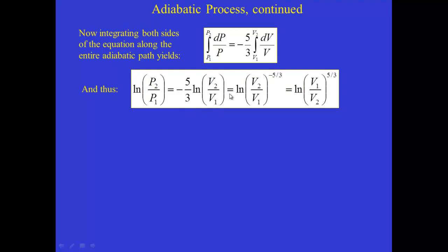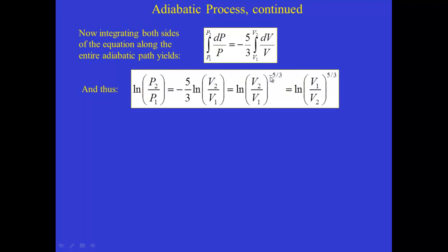And one nice property of natural logarithms is if you have the log of a quantity and then a number out front multiplying that log, that's the same as having that number as the exponent of the natural logarithm. So this minus 5/3 log of V2 over V1 is the same as the log of the quantity V2 over V1 to the minus 5/3 power. And finally, one last rearrangement.